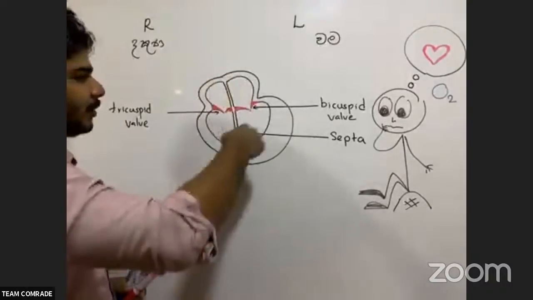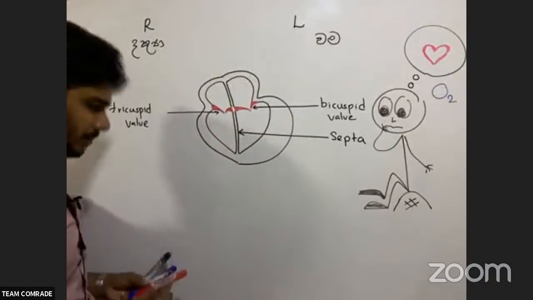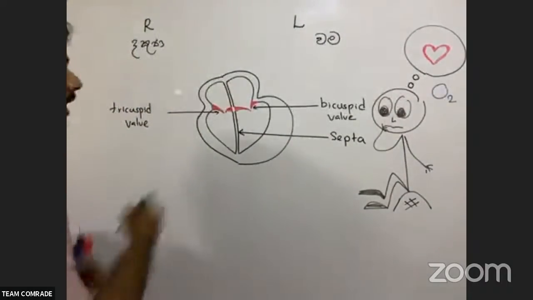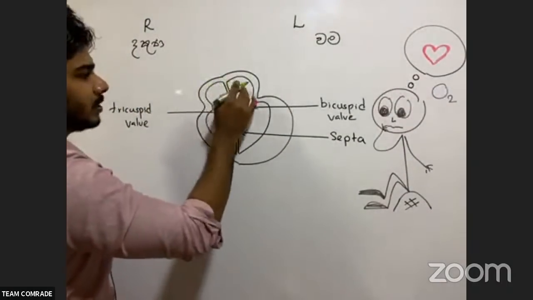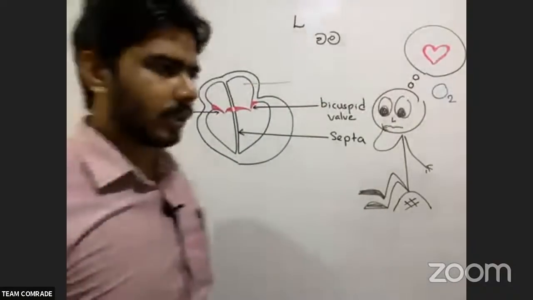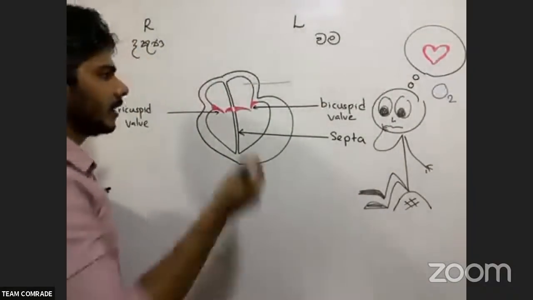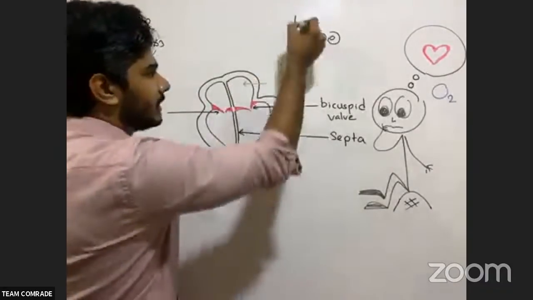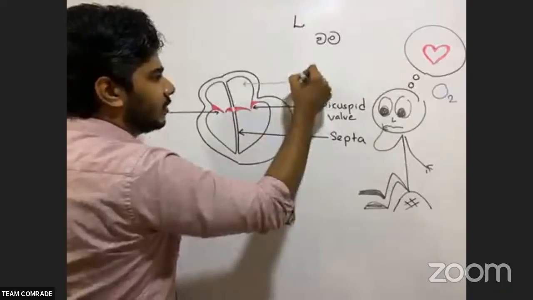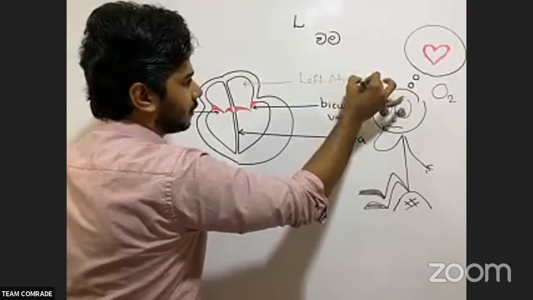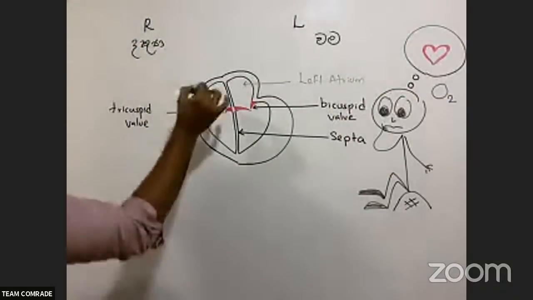Now I have divided it into 4 chambers, so each and every structure I can name. The upper 2 chambers we call atria, or auricles. The upper chamber on this side, which is the left side, we call the left atrium.